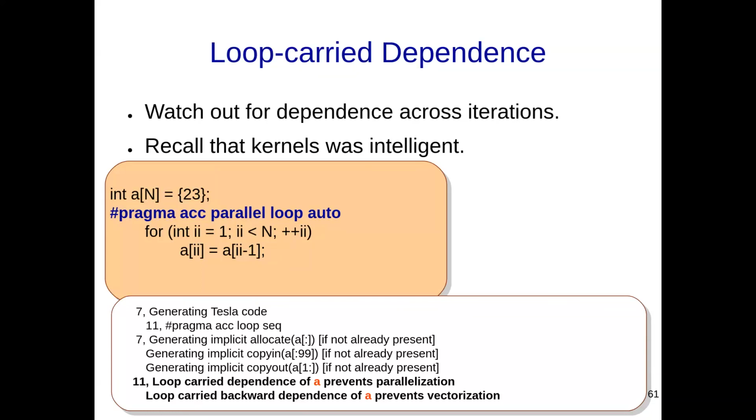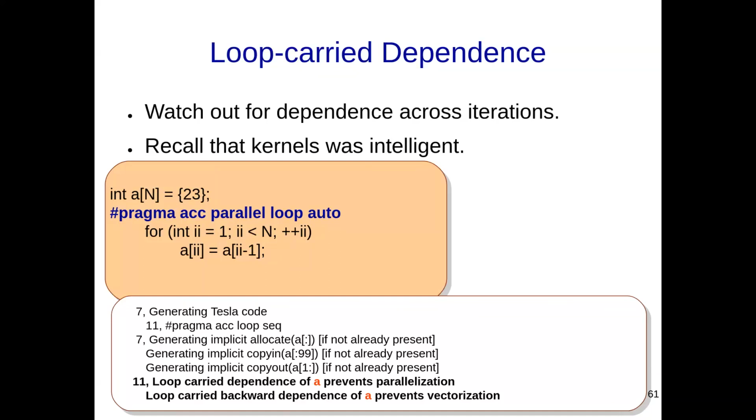And that is also shown on the output, where the line number 11, the non-boldface line number 11 says hash pragma ICC loop sequential, and that is what we want. And then it is also giving this information: loop carry dependence of A, that is the array A, prevents the parallelization, and there is a backward dependence, right?